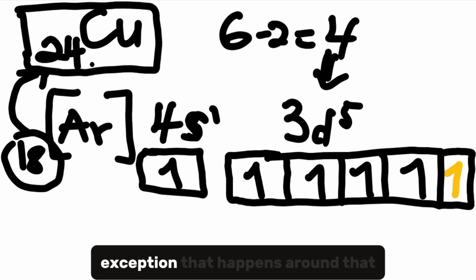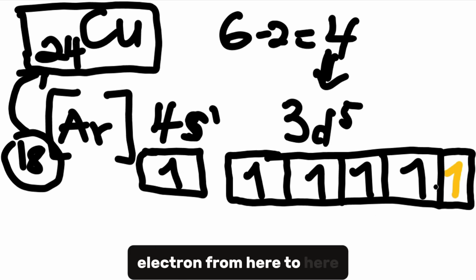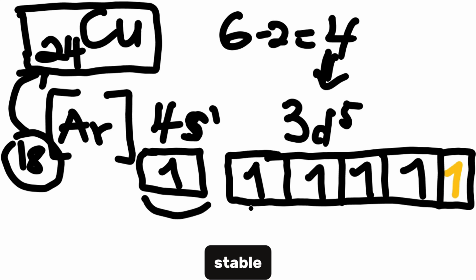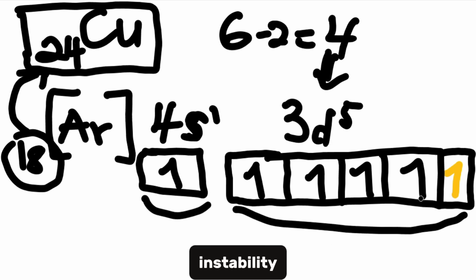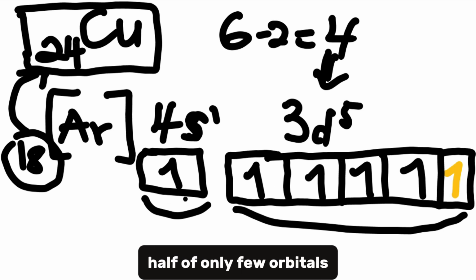So when it comes to this, there's this particular exception that happens around that guy. There's a passing of an electron from here to here. So this guy is still stable, and this one also attains its stability. So that's very fine, because of the stability, half or fully filled orbitals are stable.